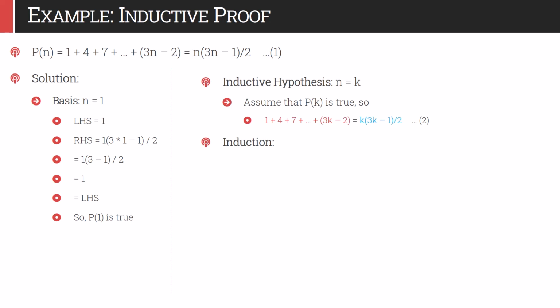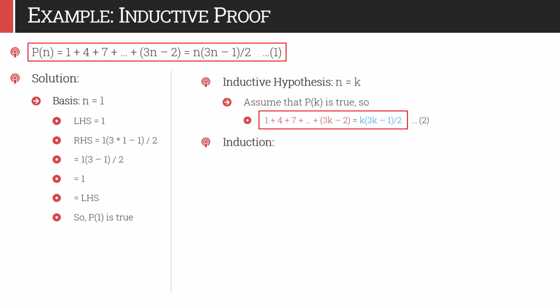Next step is the inductive hypothesis. We are assuming that for n equal to k, the given claim is true. So from equation 1 we can write that 1 + 4 + 7 + ... + (3k - 2) = k(3k - 1)/2, call it equation 2. We have replaced n by k in equation number 1.